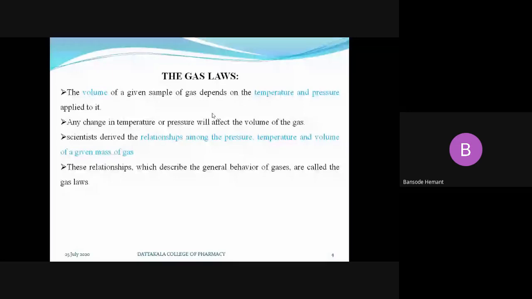That is temperature, pressure, volume, and the number of moles of the gas. The relationship between all these four parameters of the gas is known as the gas laws. So we'll discuss the first law, that is Boyle's law.